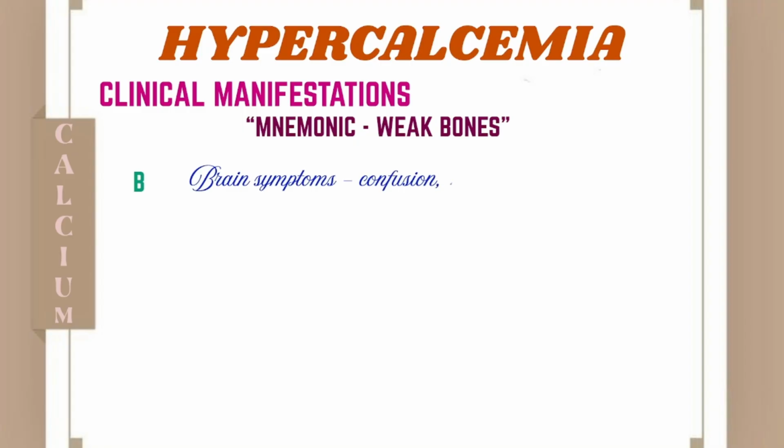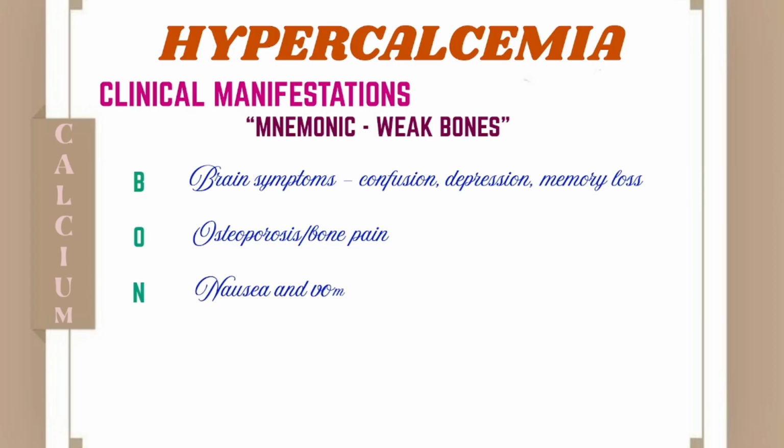B stands for brain symptoms: confusion, depression, memory loss, irritability, anxiety, stupor, and coma can develop if it is a condition of severe hypercalcemia. O stands for osteoporosis or bone pain. In osteoporosis, more calcium is released into the blood, so there is decreased calcium in the bones. So bone pain will occur.